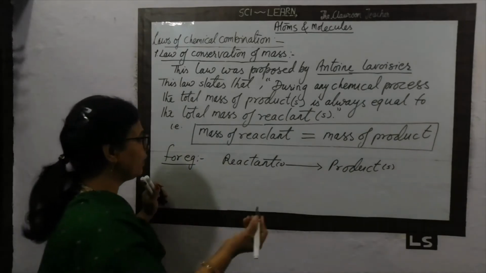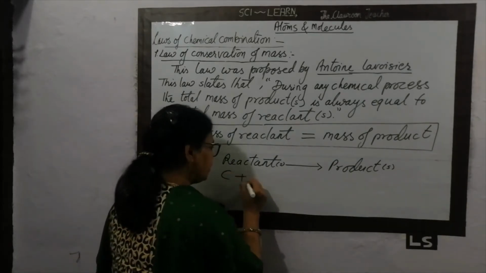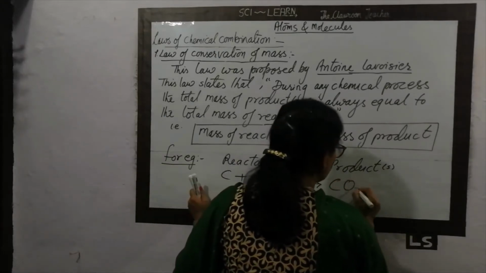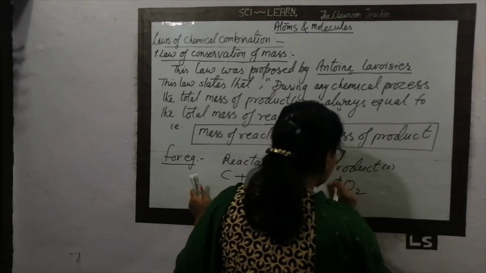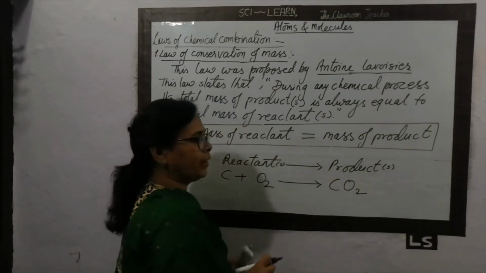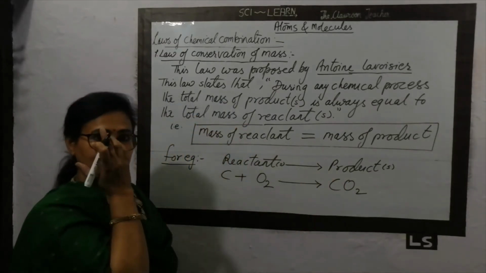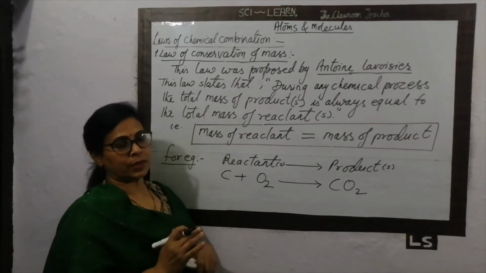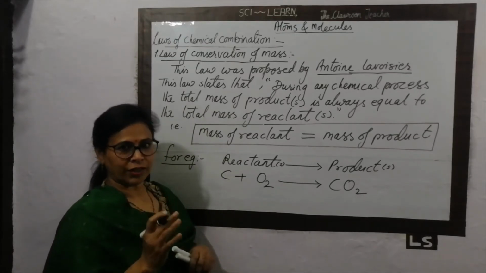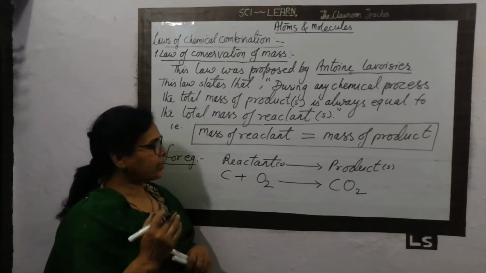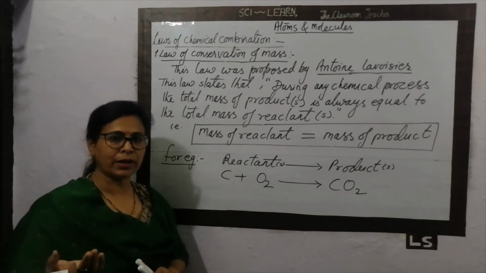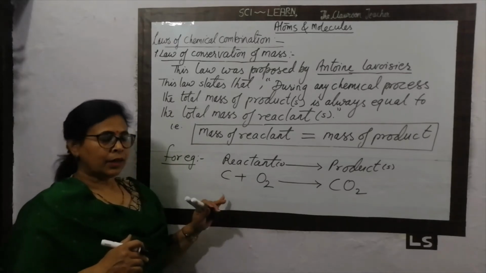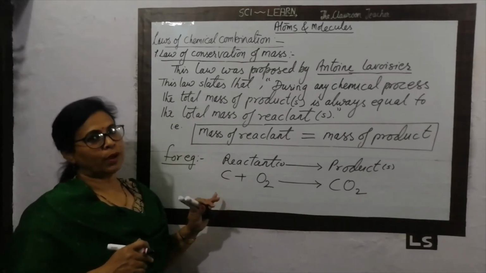So for example, we are taking simple carbon combining with oxygen. When carbon combines with oxygen, the substance which is formed is called carbon dioxide. And what does this law state? That the mass of the substance remains unchanged: the mass of the reactant and the mass of the product. Now we have to solve a simple numerical question on the basis of that. The mass of the reactant is equal to the mass of the product.